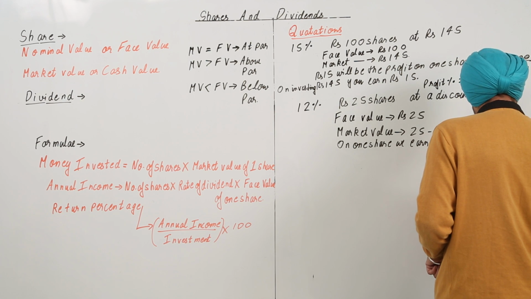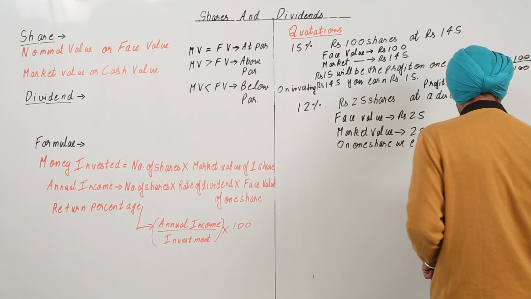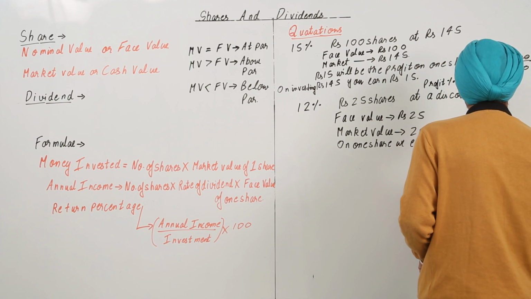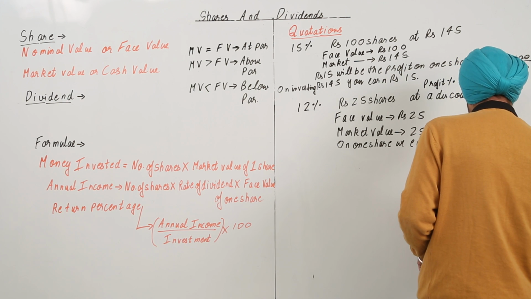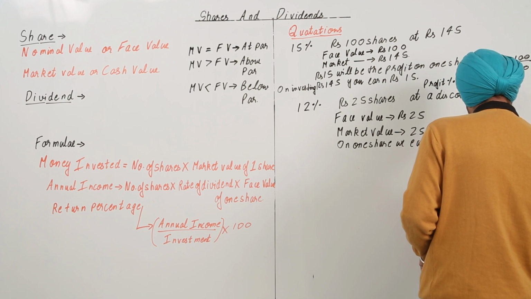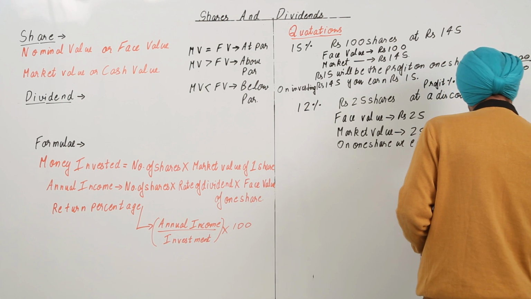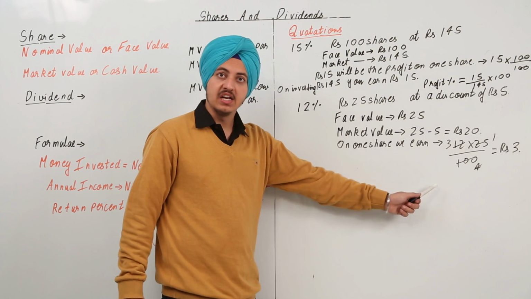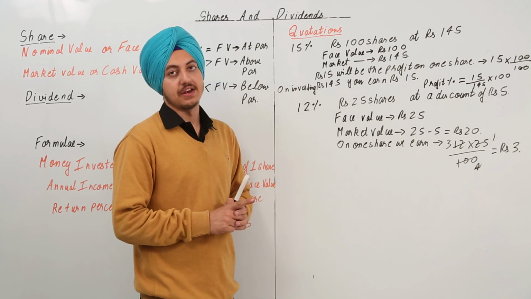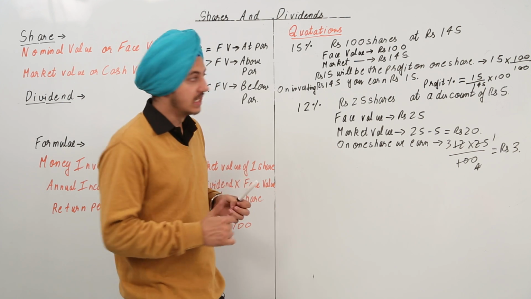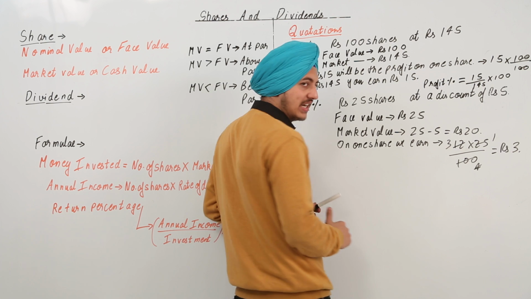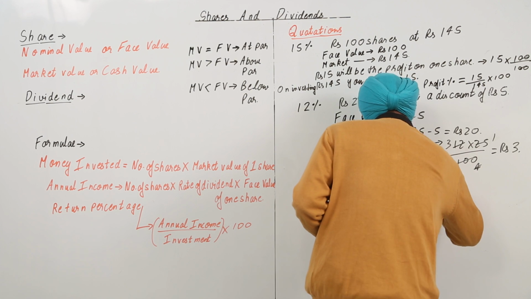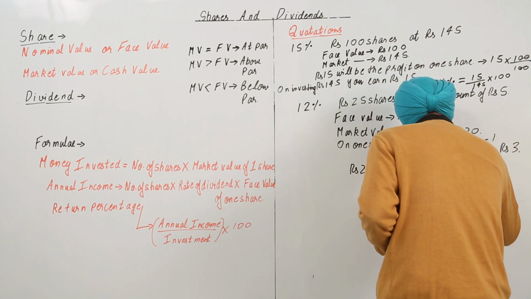So this is 12 into 25 upon 100. This is equal to 4, this is 1 and this is 3. So that is rupees 3. So rupees 3 is the earning on one share. One share earns you rupees 3. That means on an investment of rupees 20, you earn rupees 3.